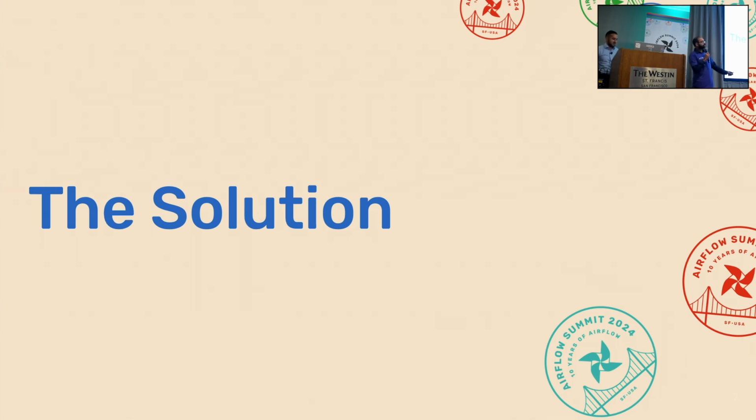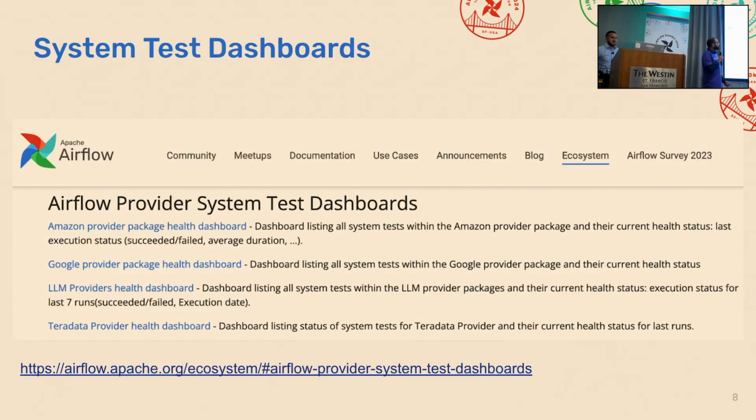I'm not sure how many of you are already aware, but we do have this implementation for at least some of the providers. And the solution is implementing and maintaining system test dashboards. So these system test dashboards already reside in our Airflow ecosystem, right? And currently we have 4 system test dashboards which are already there. One is for the Amazon provider created by the Amazon team, then the Google provider created by the Google team, and the LLM providers created by the Astronomer team. And also recently, the Teradata team has created their Teradata provider dashboard.